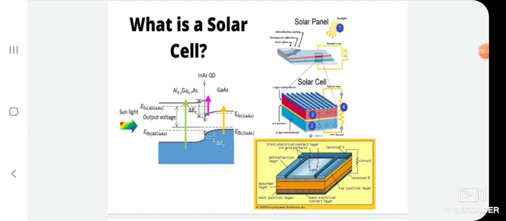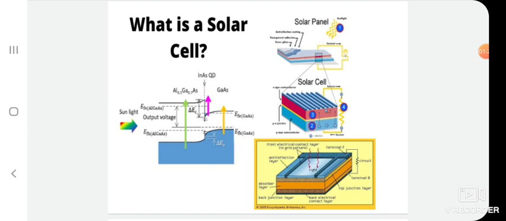First of all, what is a solar cell? First, we will discuss its definition. A solar cell is defined as an electrical device that converts light energy into electrical energy through the photovoltaic effect.